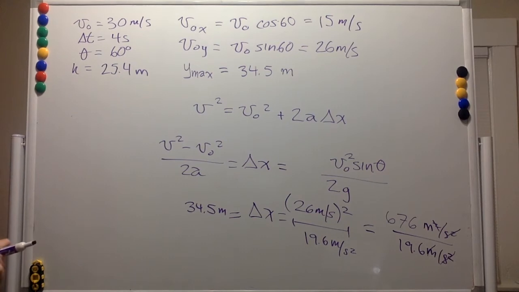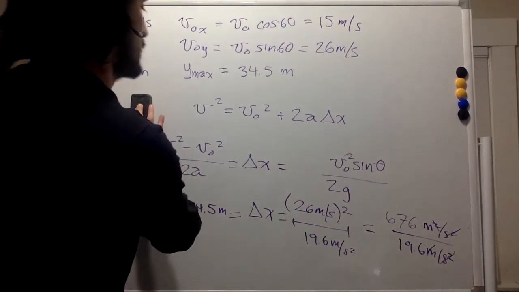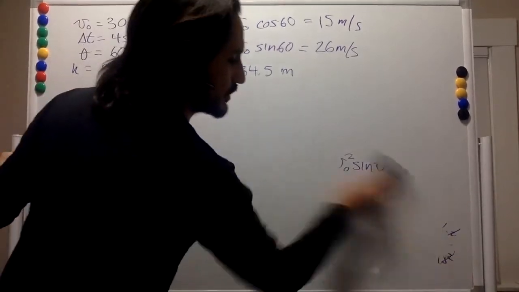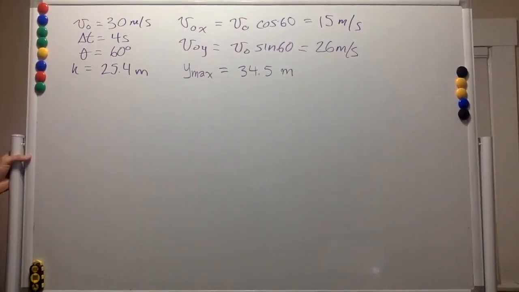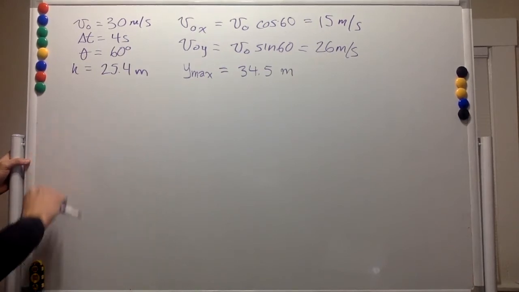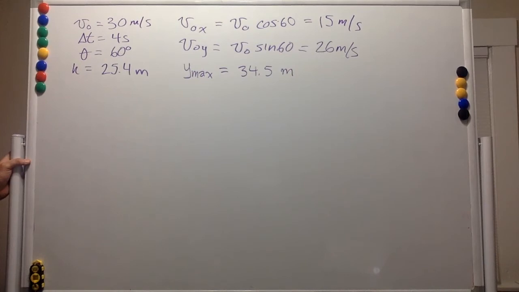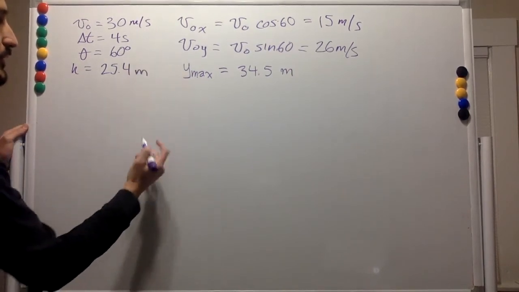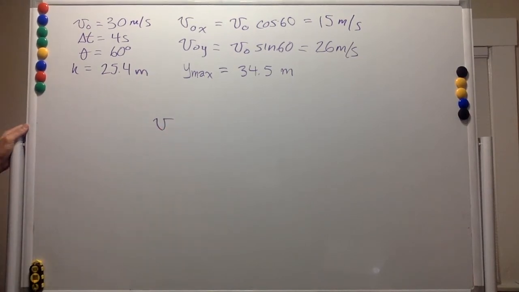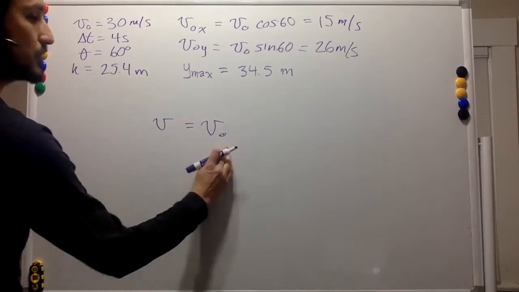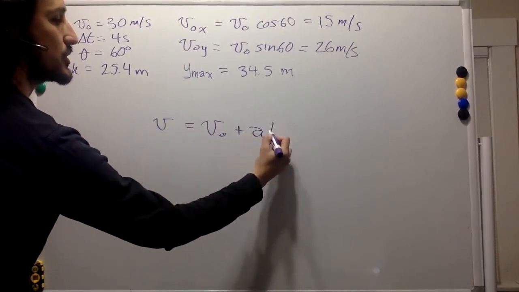Okay, and then finally, we have to calculate what is the ball's impact speed. And so for that one, we need to know the components of the velocity in x and in y. The component in x is not changing, there's nothing changing it, but the component in y is changing all the time because you have acceleration. So for this one in particular, we can use the velocity is equal to the initial velocity plus acceleration times time.